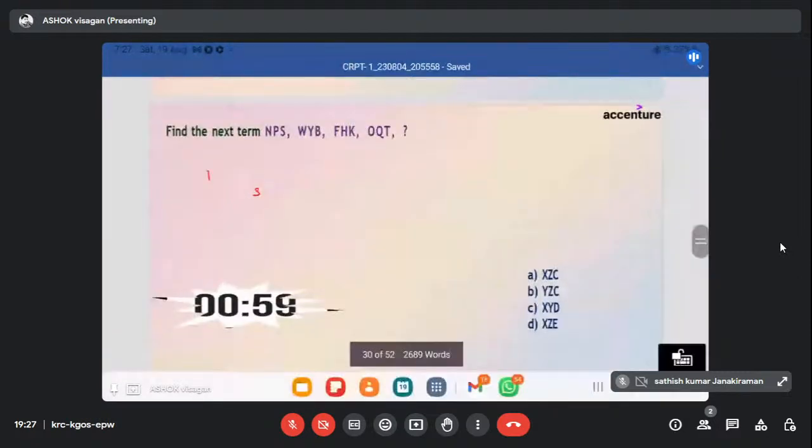Okay, for example, this one. NPS, WYB, FHK, OQT. Try to get the answer for this. I'll give you 1 minute time. Just solve this.